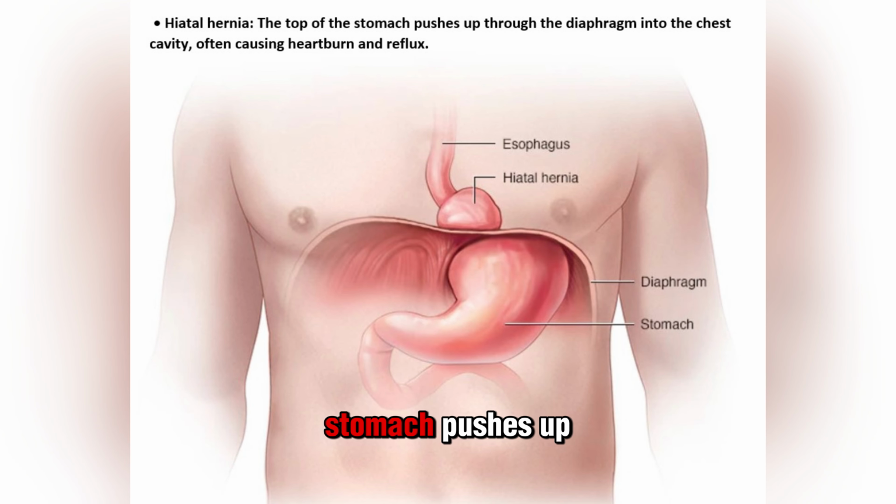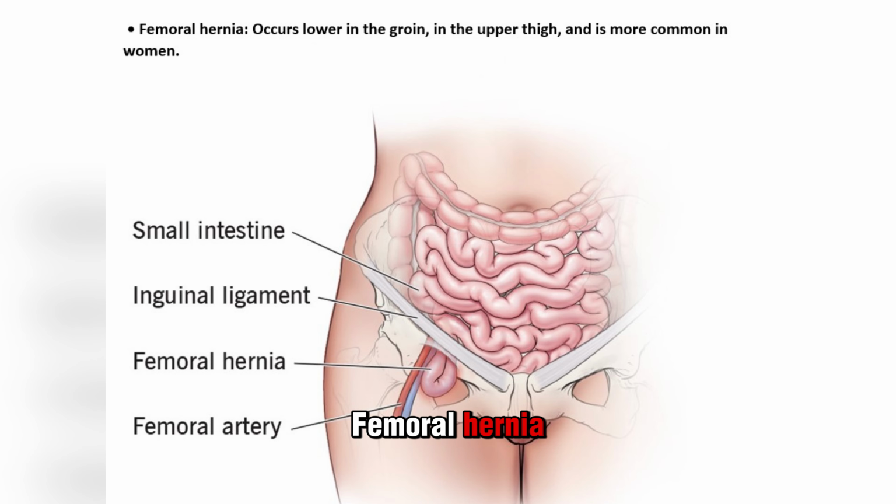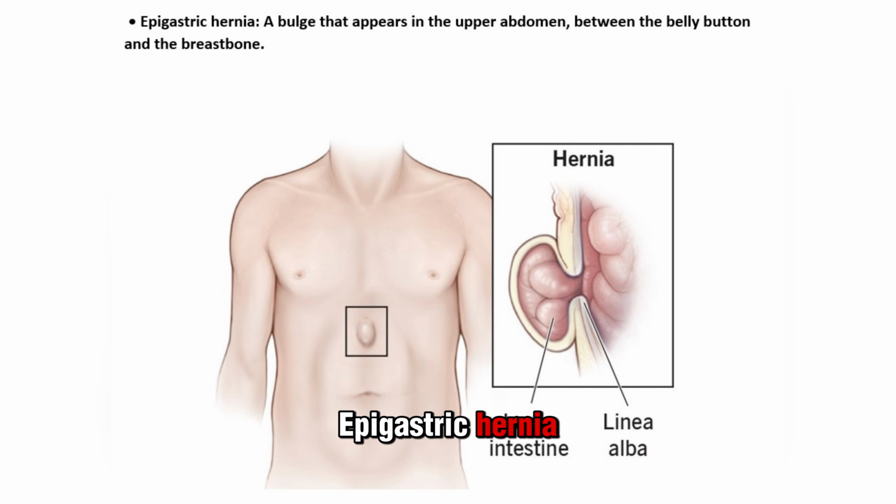4. Hiatal hernia. The top of the stomach pushes up through the diaphragm into the chest cavity, often causing heartburn and reflux. 5. Femoral hernia. Occurs lower in the groin, in the upper thigh, and is more common in women. 6. Epigastric hernia. A bulge that appears in the upper abdomen between the belly button and the breastbone.